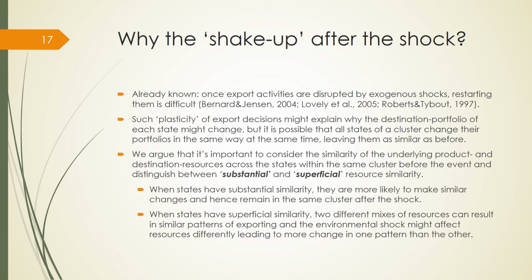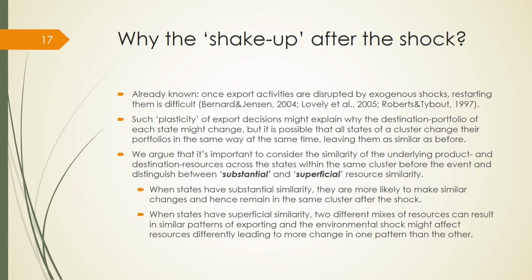Therefore, we think it's important to look at the similarity of the underlying product and destination resources across the states within the same cluster before the event. We argue that it is more likely that states with substantial resource similarity, think Washington State and California, are more likely to make similar changes and remain together after the event than states that have a more superficial similarity.